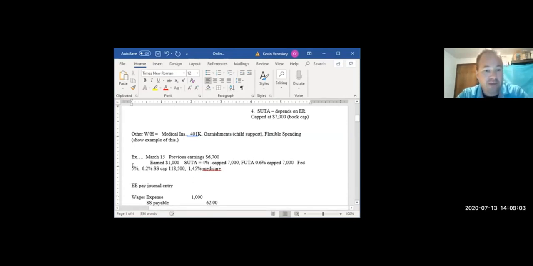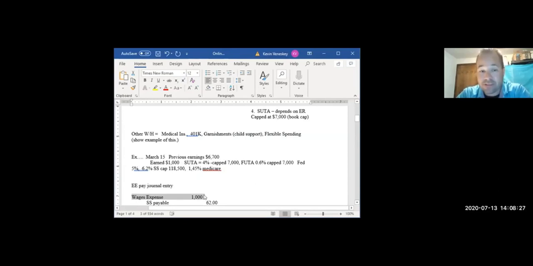The Fed, I tell you 5%, so we'll just take 5% of the 1,000. And then Social Security, and then Medicare. All right, so how do we start this one out? We started out exactly the same as what we did above with our really easy example. Wage expense 1,000, that's what the employee made, that's what I'm having to pay out.